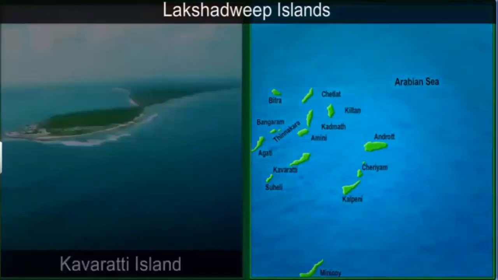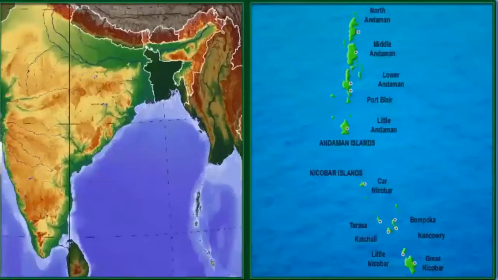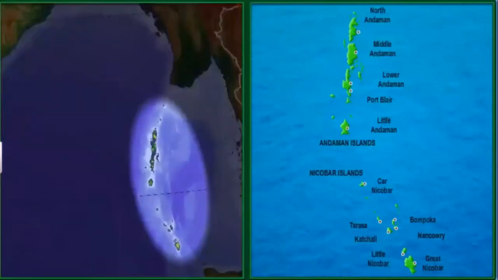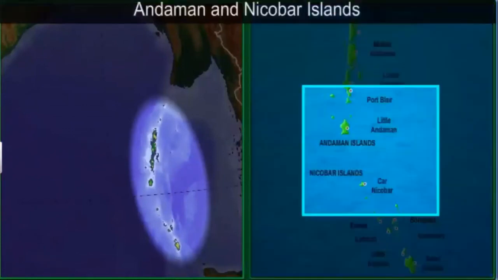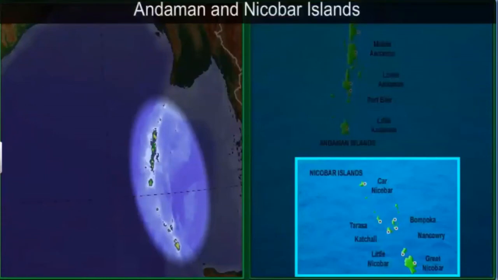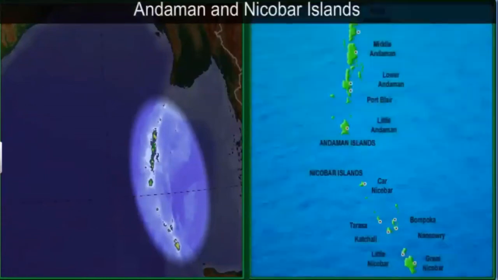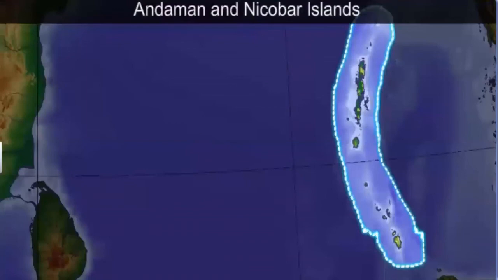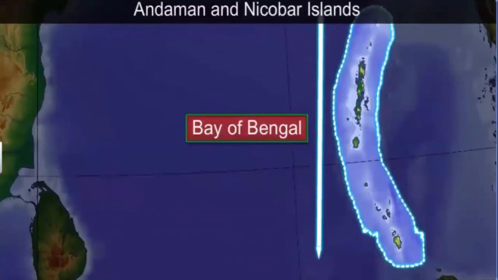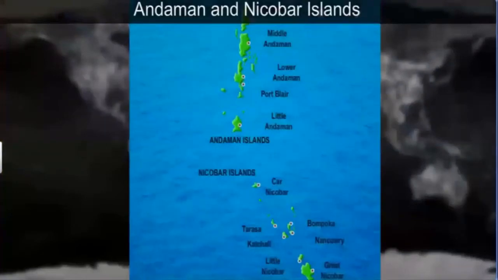Let's move to the second group of islands, which is located on the eastern side of the peninsula, the Andaman and Nicobar Islands. It is a long chain of islands extending from north to south, located in the Bay of Bengal. There are numerous scattered islands in the chain. Most of them are bigger in size than those in the Lakshadweep Islands.